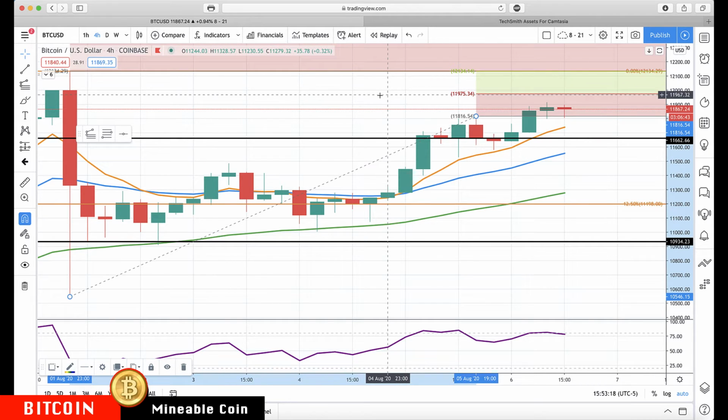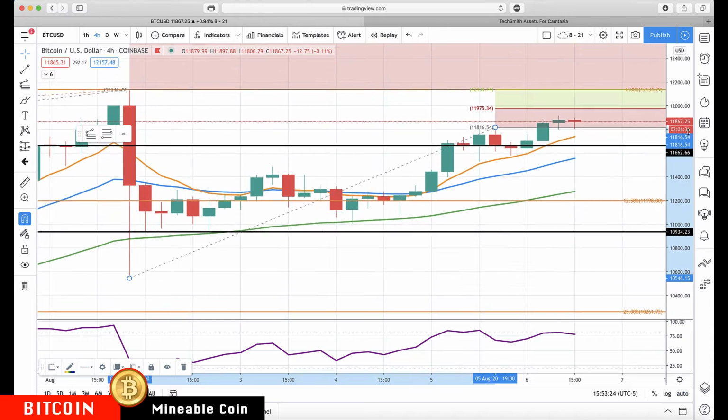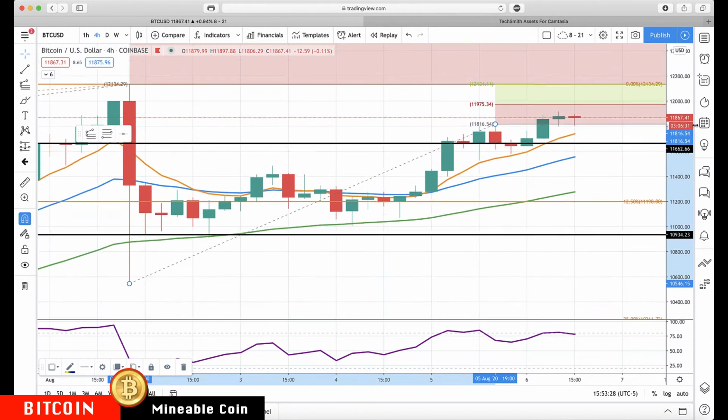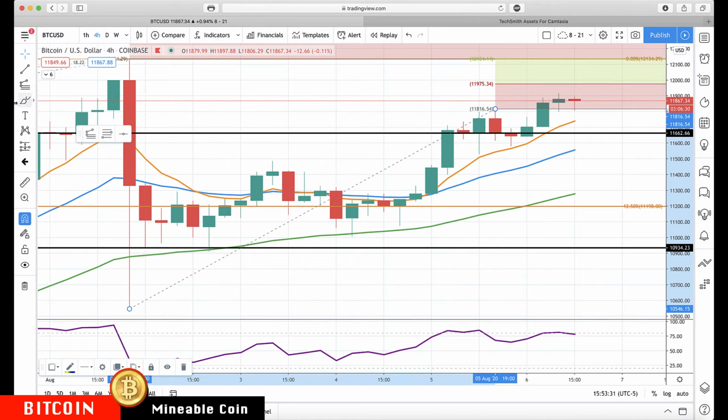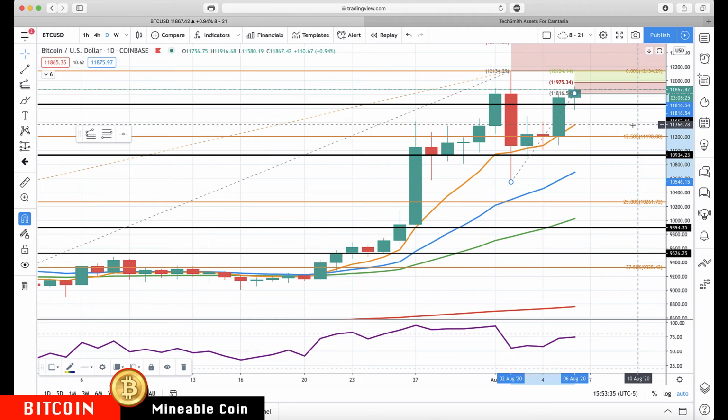The upside 11,975, then the most recent swing high 12,134. Upper levels 12,549, 12,964. Beyond that, let's go over to the daily and take a look at where the major daily support is. So major daily support, should it drop back into this range, is the 11,360 area.